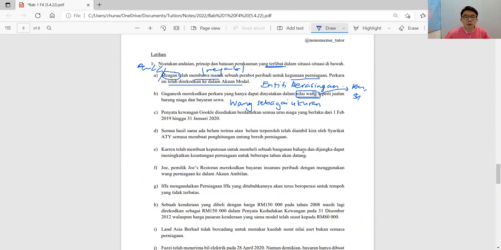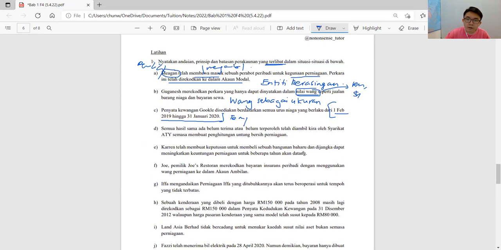Okay. C. Penyata kewangan Google disediakan berdasarkan semua urus niaga yang berlaku dari 1 February 2019 hingga 31 January 2020. Can you see or not? So whenever you see a time like this, you know that this is tempoh perakaunan. I'm giving all the keywords. So you just highlight what I say here. Kegunaan perniagaan, membawa masuk, this is entiti berasingan. When you see a nilai wang, definitely this is wang sebagai ukuran. When you see a date like this one, you know that this is actually tempoh perakaunan.